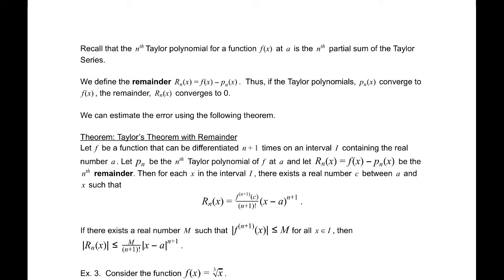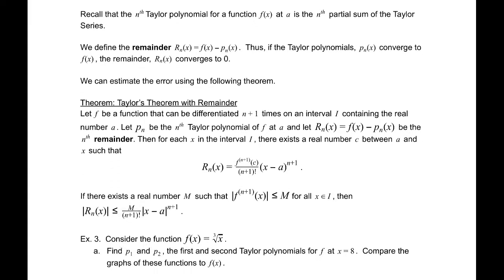If there exists a real number m so that the derivative is constrained for all x in that interval, so that we can say the absolute value of that is less than or equal to m, then the absolute value of Rn of x is less than or equal to m over n plus 1 factorial times the absolute value of x minus a to the n plus 1. Now, at first glance, that looks really overwhelming. It just does. So let's see if we can use it.